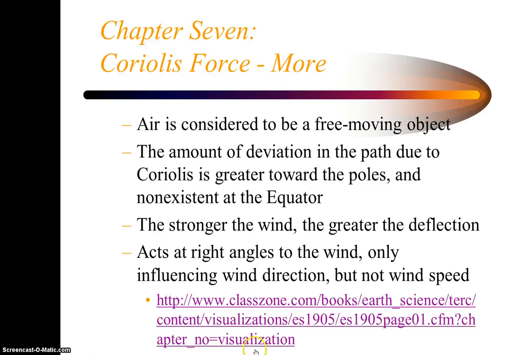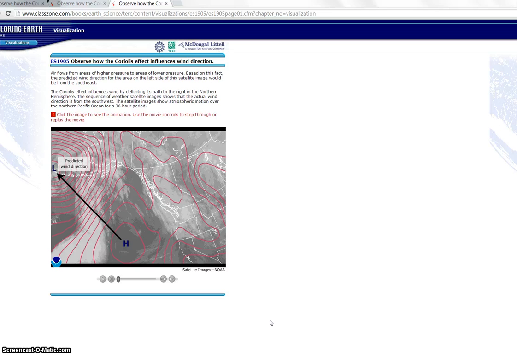I'm going to show you this interesting animation. It's a visualization that helps you see the effect of Coriolis. So if we click on that, you see a satellite picture. You see Canada and the Pacific Northwest and California. Now, without Coriolis, you would expect the predicted wind direction to be where the black arrow is going. In other words, air going directly from high pressure to low pressure, perpendicular to the lines of equal pressure, called isobars. Well, as I play this animation, you're going to find that that is, in reality, absolutely not the case.